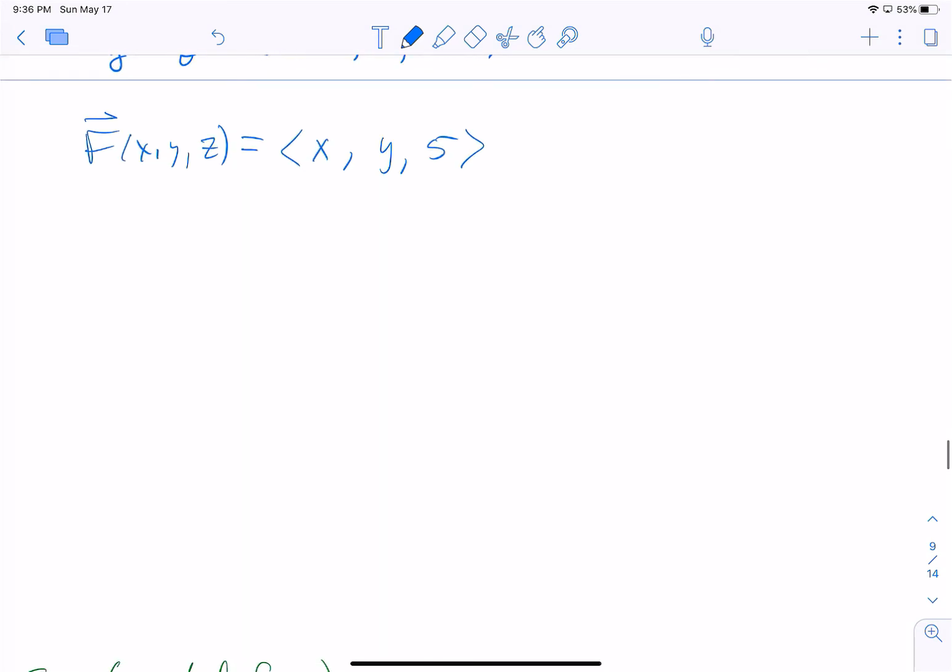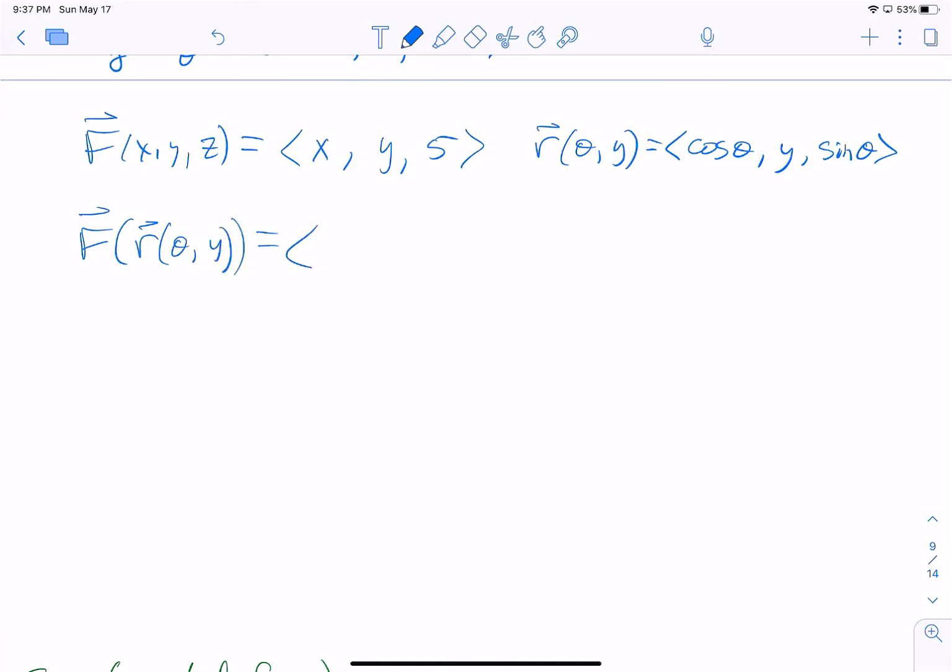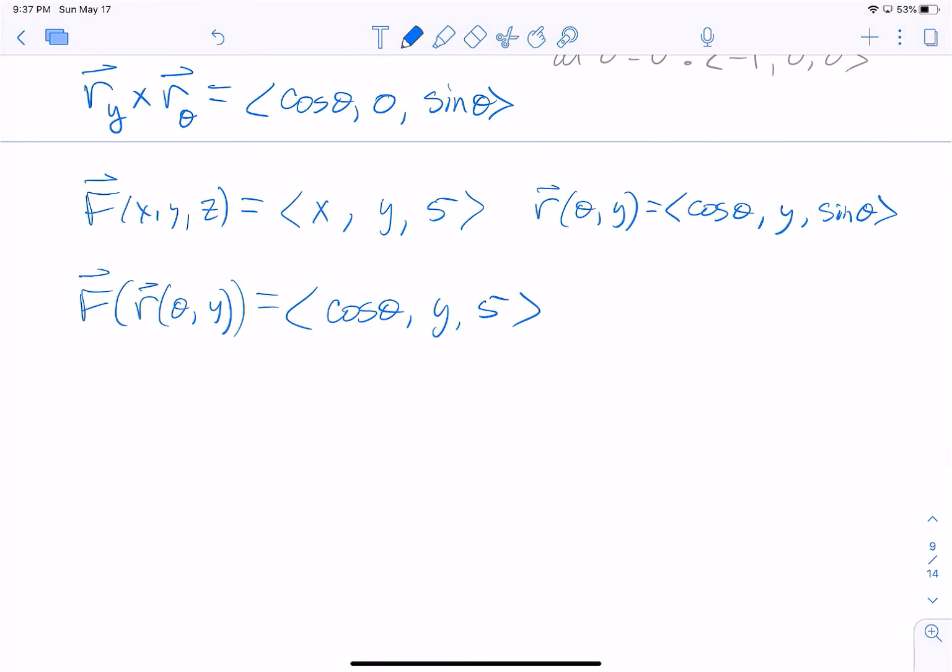F is equal to x, y, 5. That vector was given to us in the original problem. We found r of theta and y to be cosine theta, y, sine of theta. So the vector field F with the argument of r, the vector function of theta and y, is equal to x gets replaced by cosine of theta, y gets replaced by y. So F evaluated for r, the parameterization, is cosine of theta, y, 5. We're going to dot that with the cross product that we found earlier.